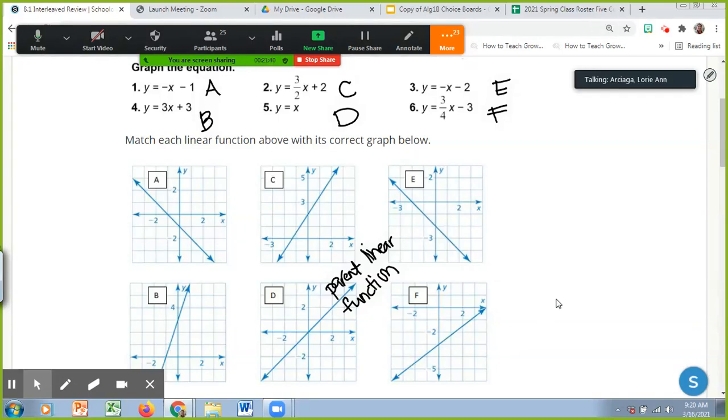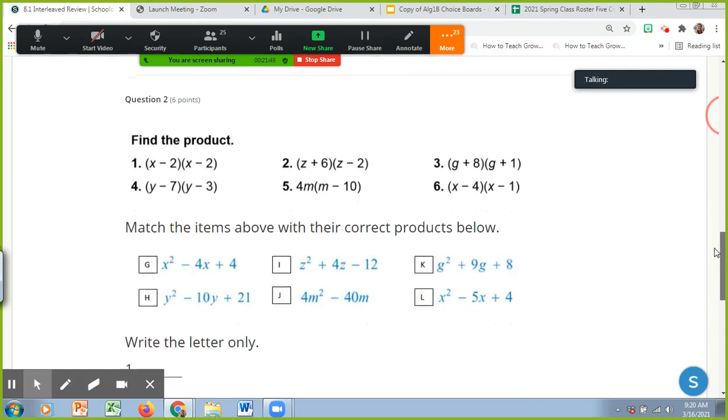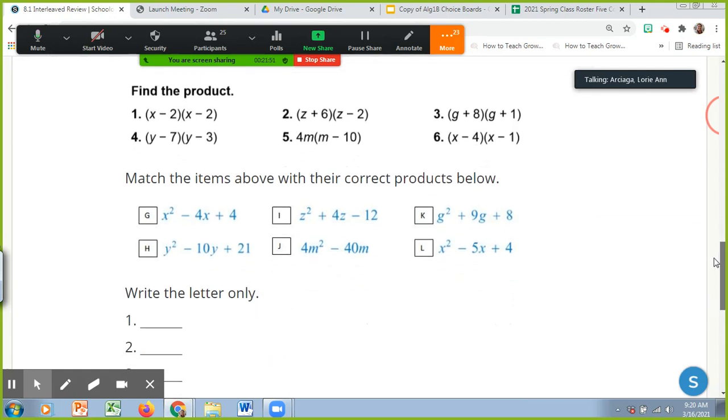All right, there you go. So now let's just scroll down. Here the ink. Okay, for part two, we're finding the product. So in other words, we're multiplying, right? We're multiplying.